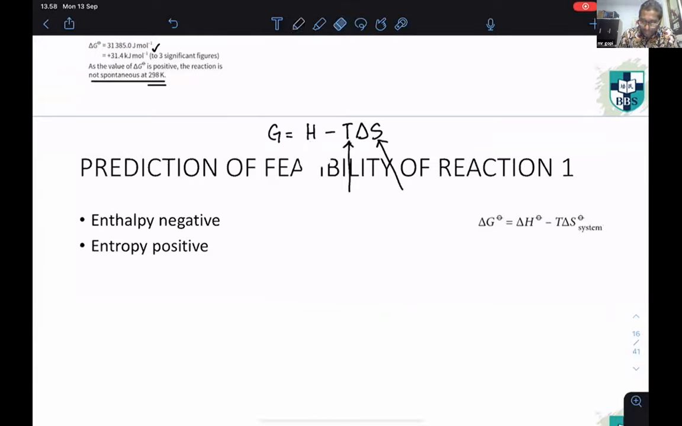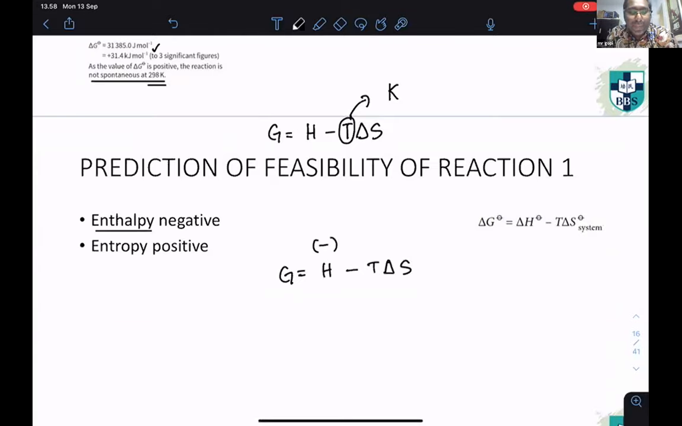But most of the time we will not include temperature, because the temperature is most of the time standard condition 298. If you are changing it, do remember this is still calculated in Kelvin, so the temperature is still positive. So we are just going to focus on enthalpy and entropy. Let's see what happens if, using the Gibbs free energy formula, my enthalpy is negative, and my entropy is positive. Do remember, the temperature is positive also.